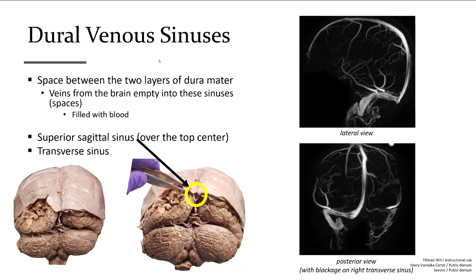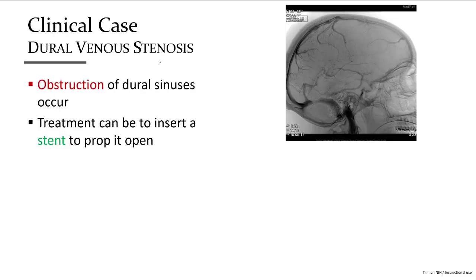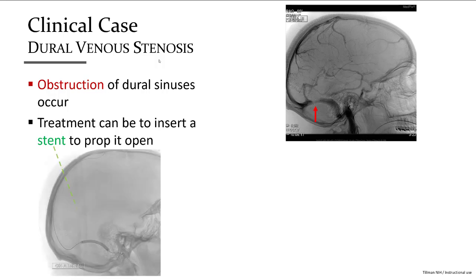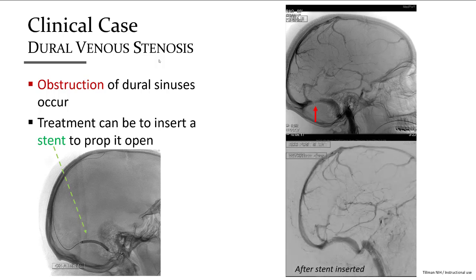We can see another one of these from the posterior view. There's an actual blockage on the right-hand side of this image. To highlight the clinical relevance of this information, we can see there's an obstruction in one of the dural sinuses. In this case, it's the right transverse sinus. This image is a venogram that highlights the blood in a dark color, the area that's light where there is no blood going through. To reinstate this flow, a stent is placed in it to keep it propped open. We can see that the blood flow has been restored in this post-operative venogram.